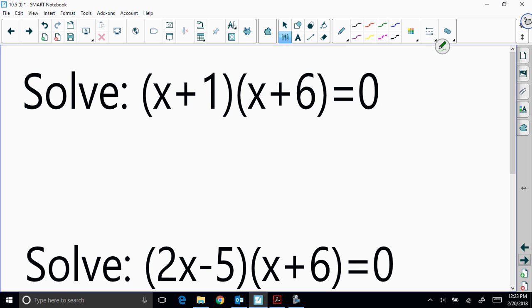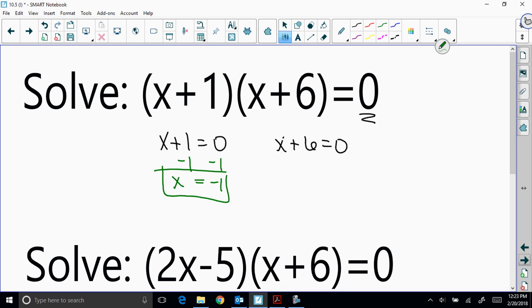Okay, same thing. We're just following the same idea. These are being multiplied together and it's equal to 0. So I can separate them and set them each equal to 0. And then I'm going to solve. So I'm going to subtract 1. So my first answer would be x equals negative 1. And then I would subtract 6. And so x equals negative 6.